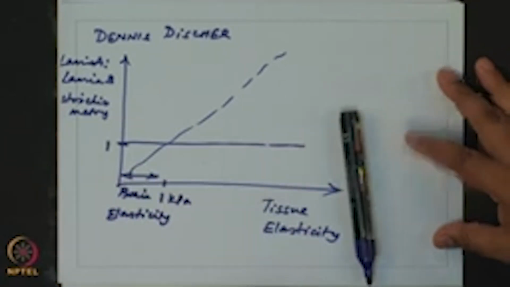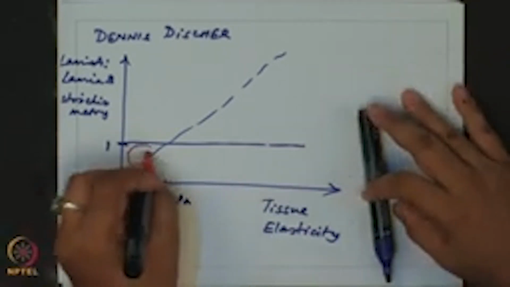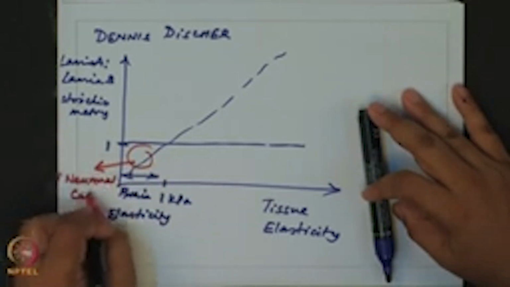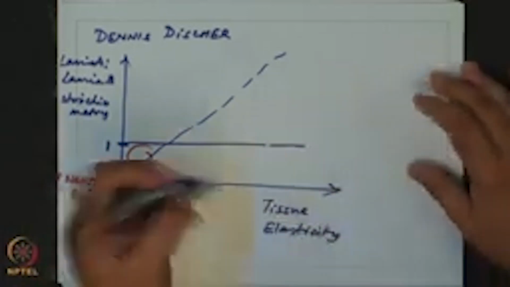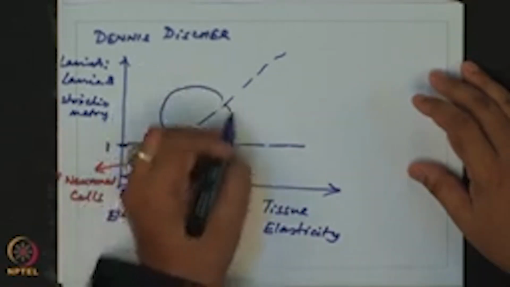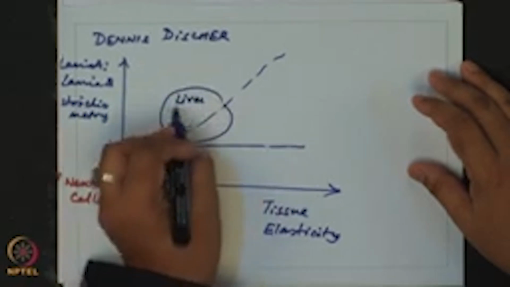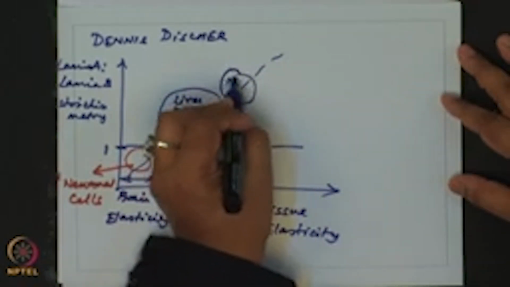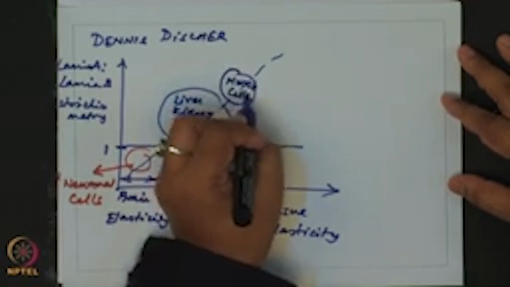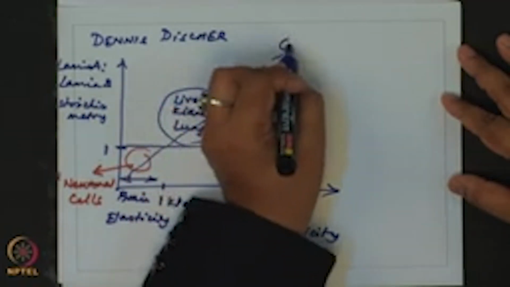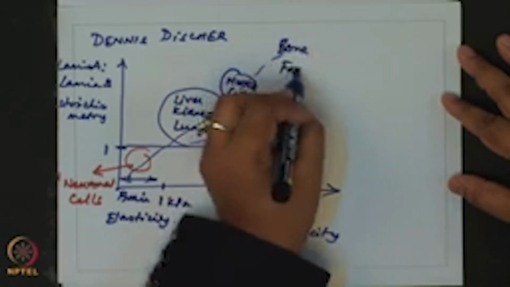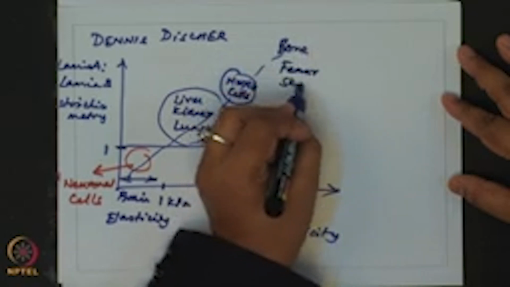So, you have cells. In this zone you will have neuronal cells. Somewhere here you would have liver, kidney, lung, and high here, in this cluster, you will have muscle cells, and high up you will have bone tissue like femur or skull.